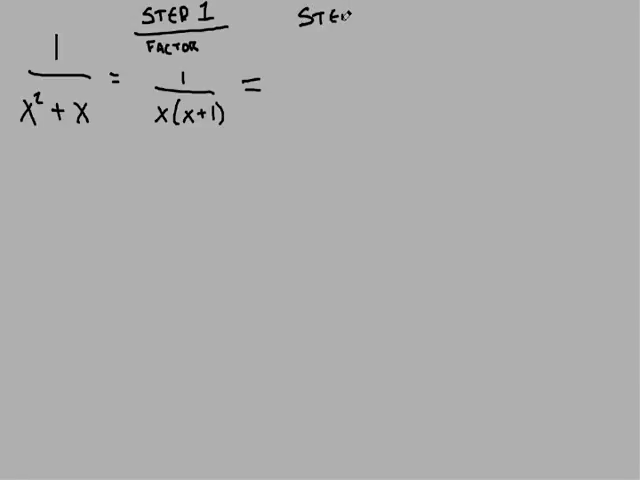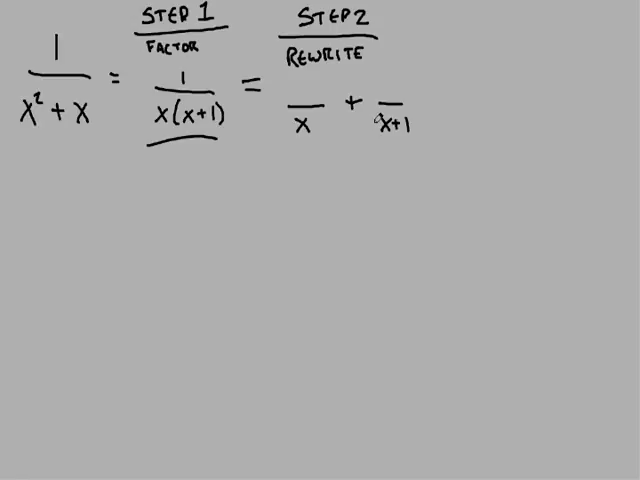Step 2, right, this is step 2, is going to be rewrite the denominator. Now, what do I mean by rewrite the denominator? I mean separate it out. So you want to write two fractions here, and you want to have a plus sign between them, and you want the two denominators to be the factors of the denominator over here. So you have something over x and something over x plus 1.